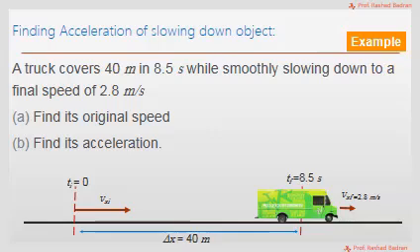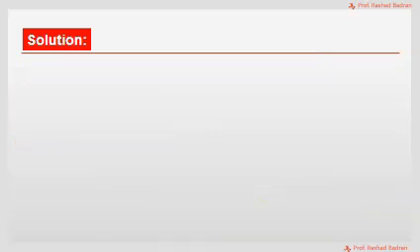The truck here, as you see, reached its destination after a 40 meter distance and a time of 8.5 seconds. Its final velocity is shown. To solve the first part of the example, it's given that the displacement is 40 meters, the final velocity is 2.8 meters per second, and the elapsed time is 8.5 seconds.